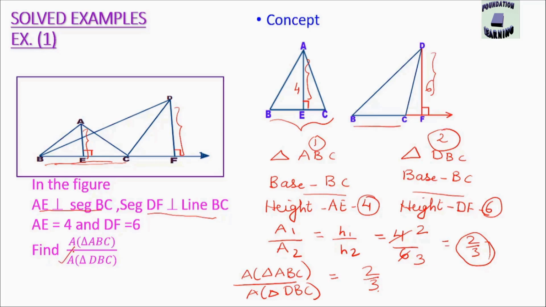So isn't it very simple? If you know the formula and if you know the properties which I have taught at 1, 2 and 3, you should know which formula to use based upon the conditions given. So condition given was here, the base was common. So naturally when the base is common, then we will use the formula H1 upon H2.